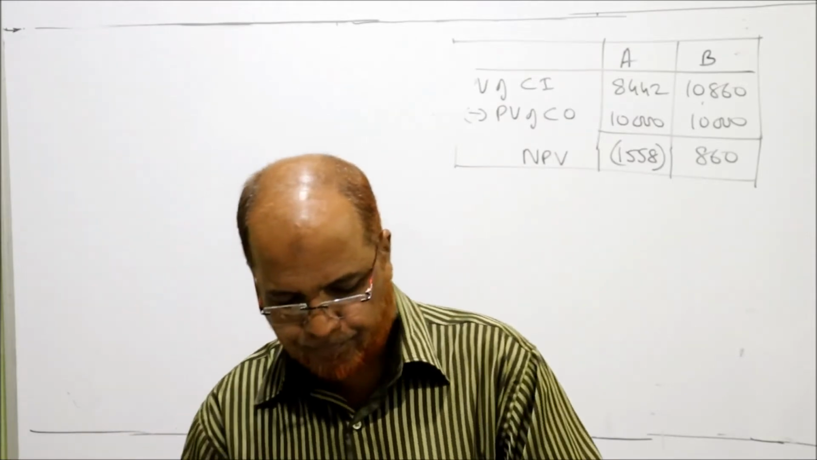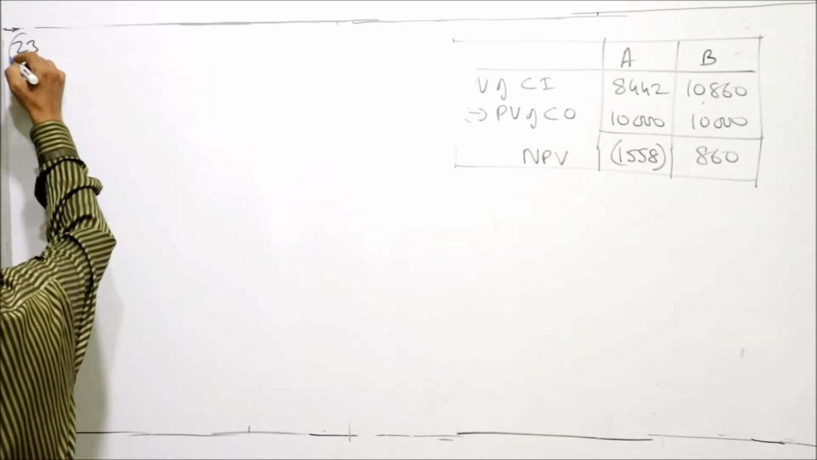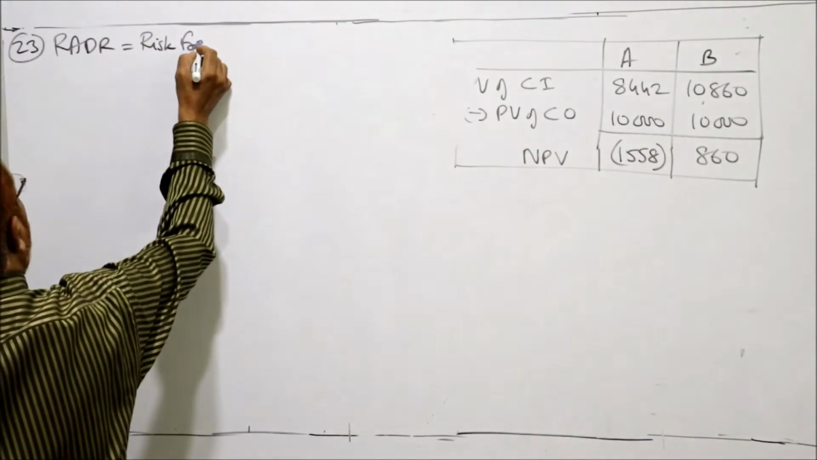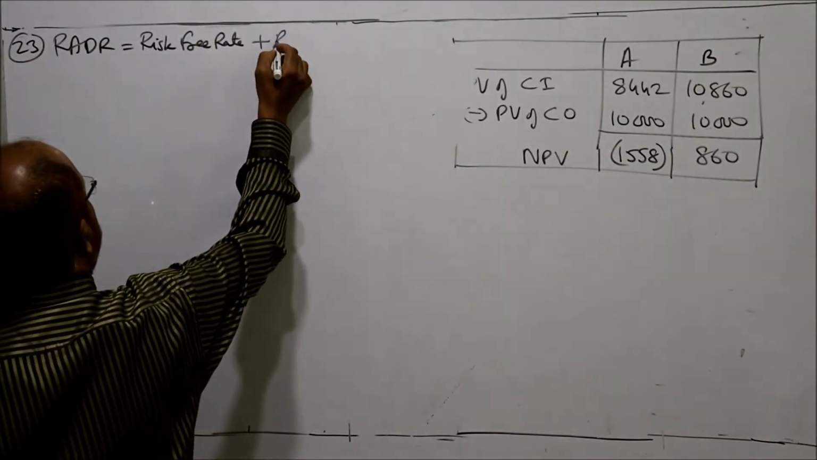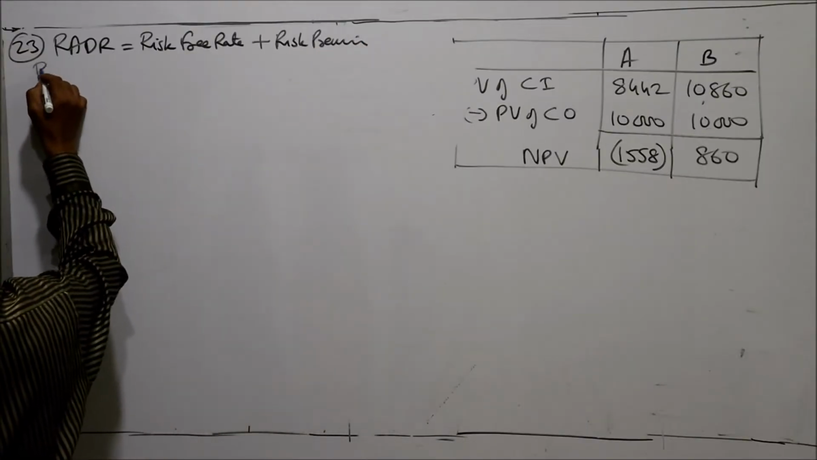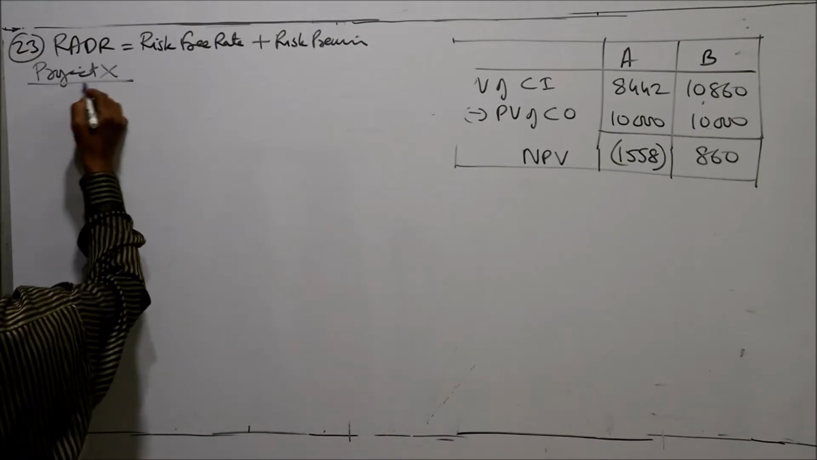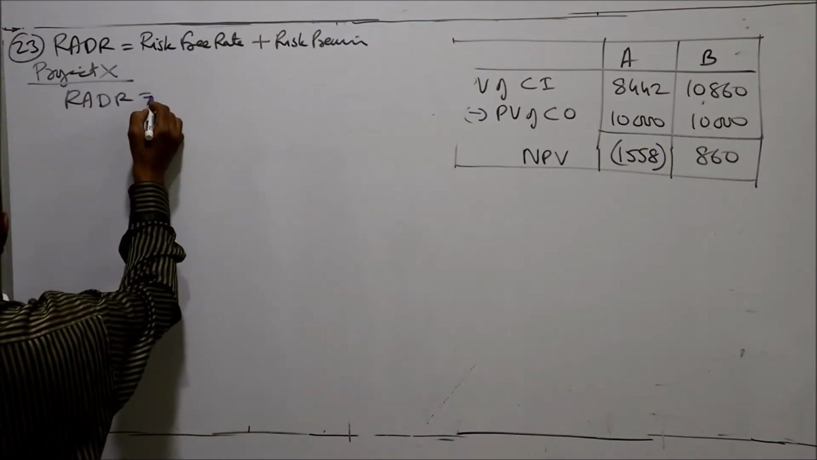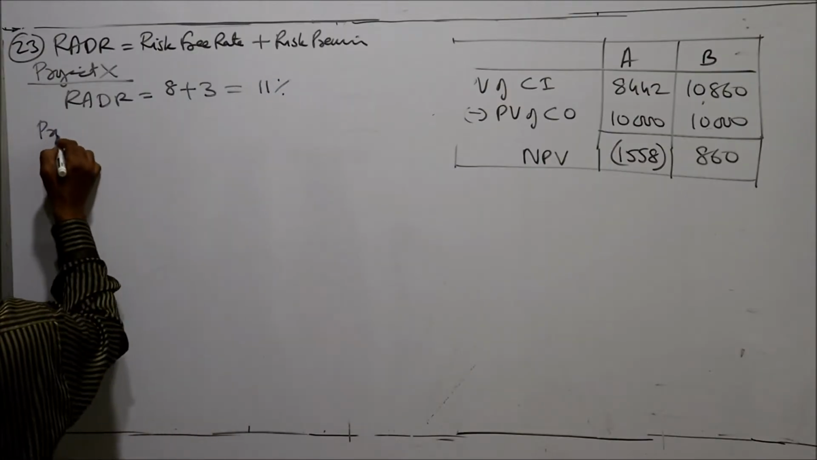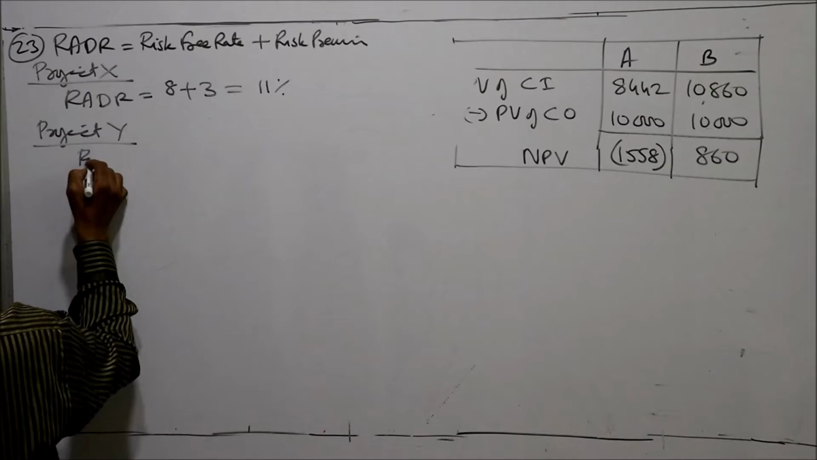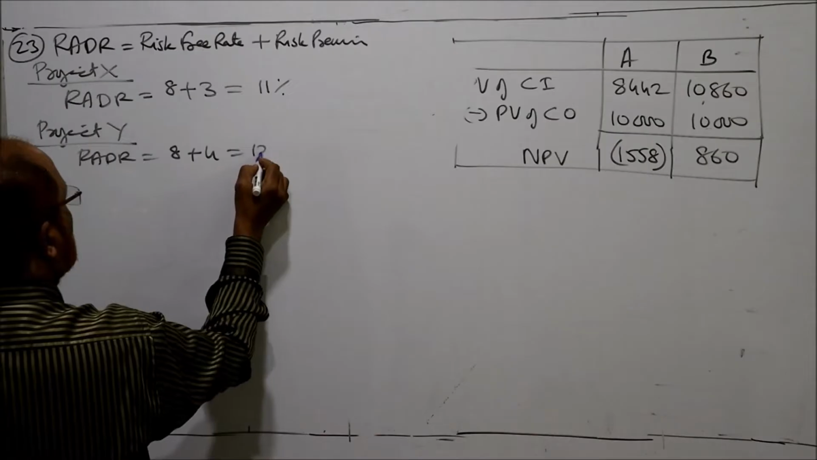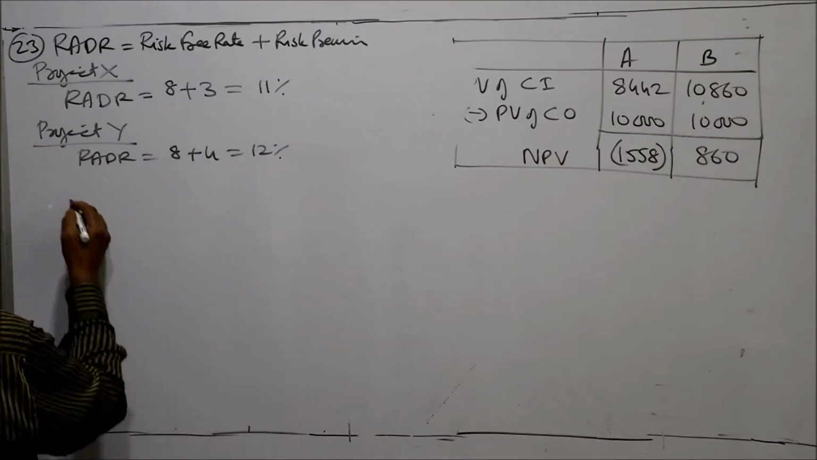So again we write down 23rd problem. RADR is equal to risk-free rate plus risk premium. Project X: RADR is equal to 8 plus 3 is equal to 11%. Project Y: RADR is equal to 8 plus 4, 12%. That's it.